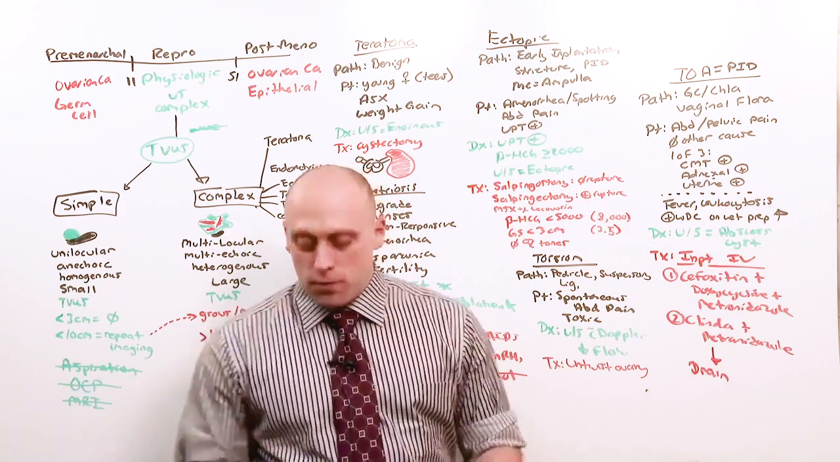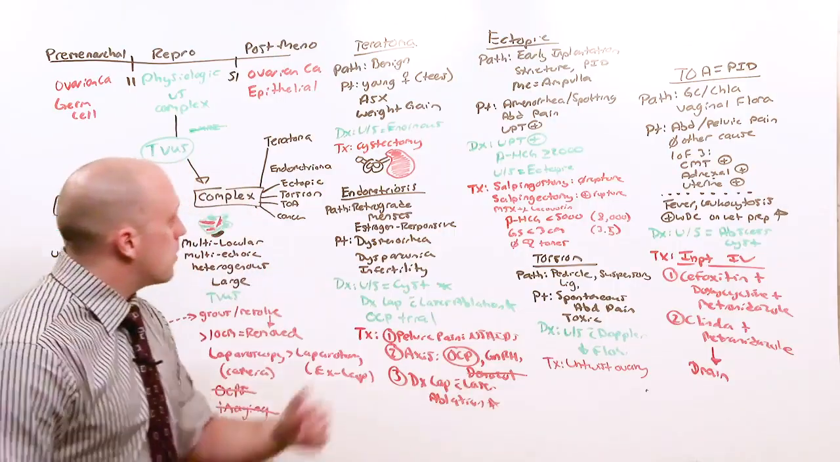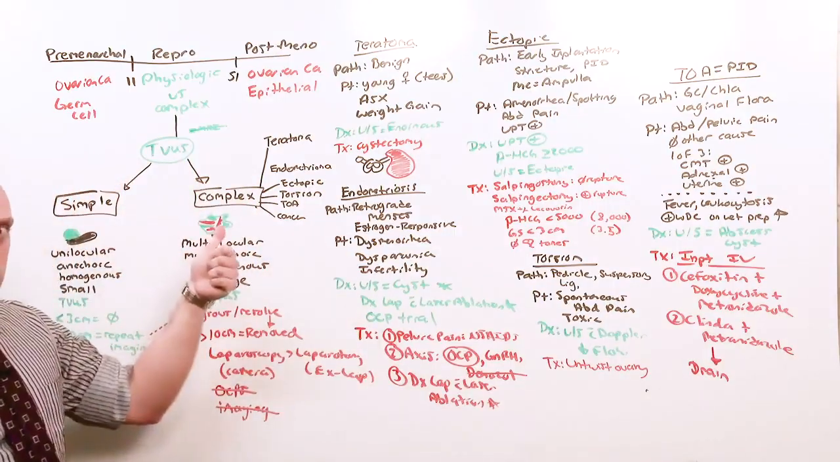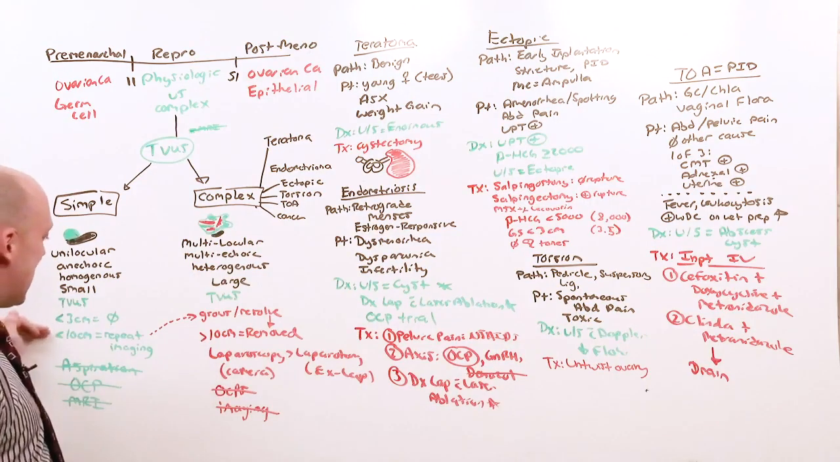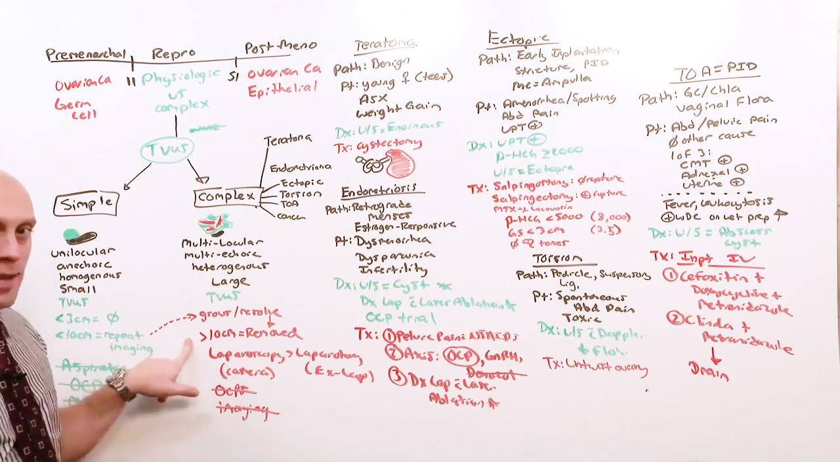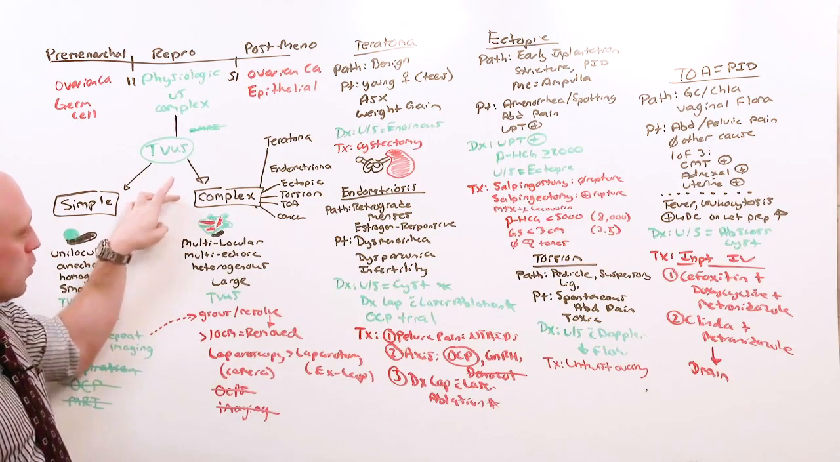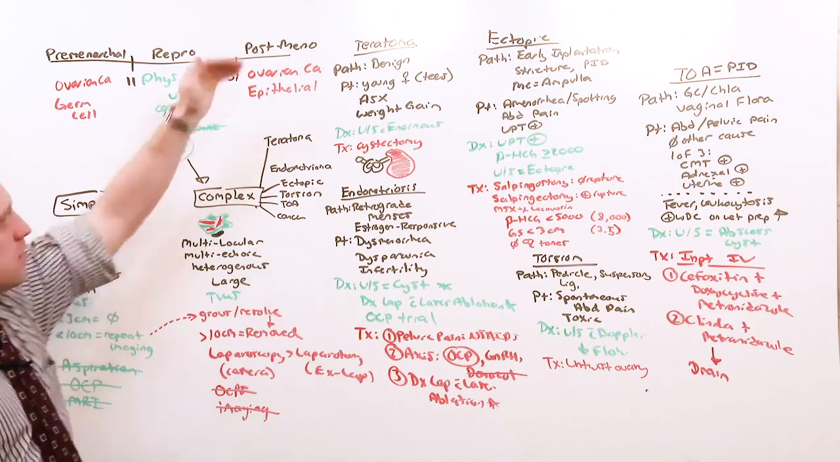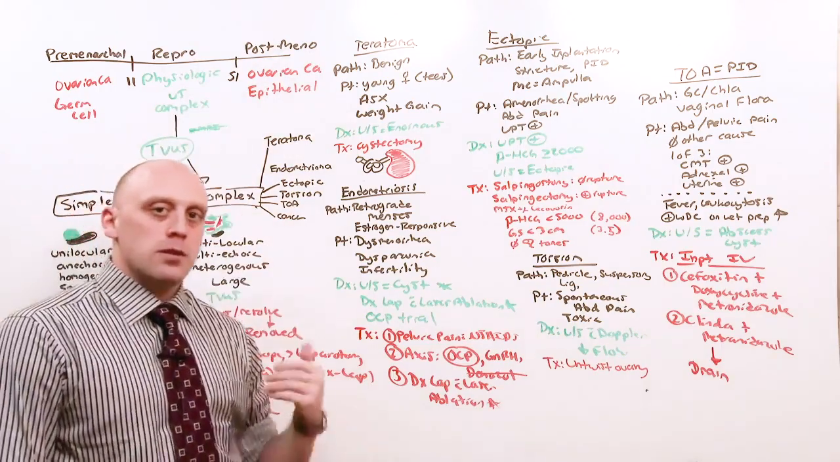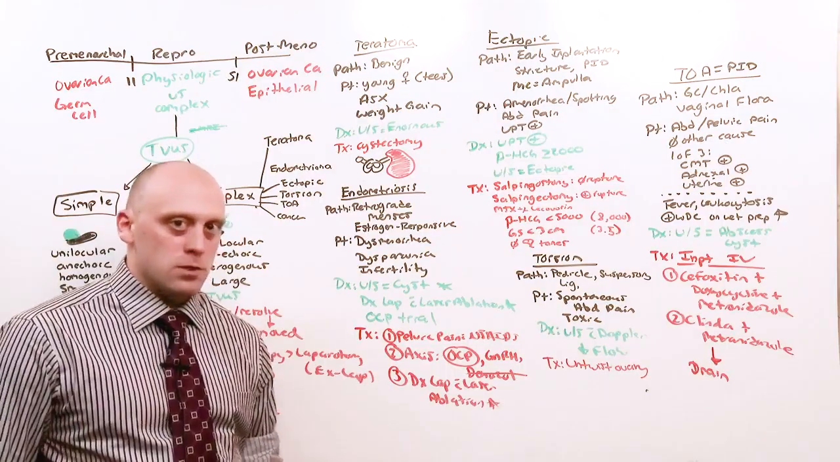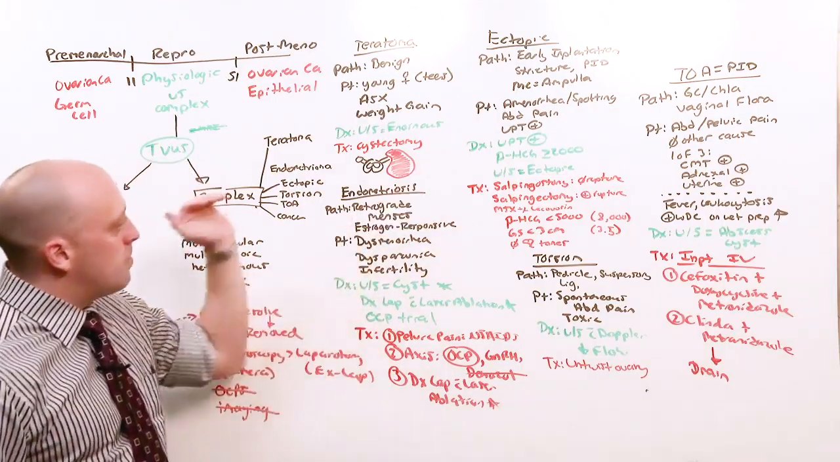So going back, bird's eye view, we talked about a couple of things. First, simple versus complex, which you want to remember is less than 10, repeat imaging. Greater than 10, cut it out. And use your differential to determine what the complex cyst might be. Teratoma, young women, asymptomatic, enormous, cut out only the cyst.